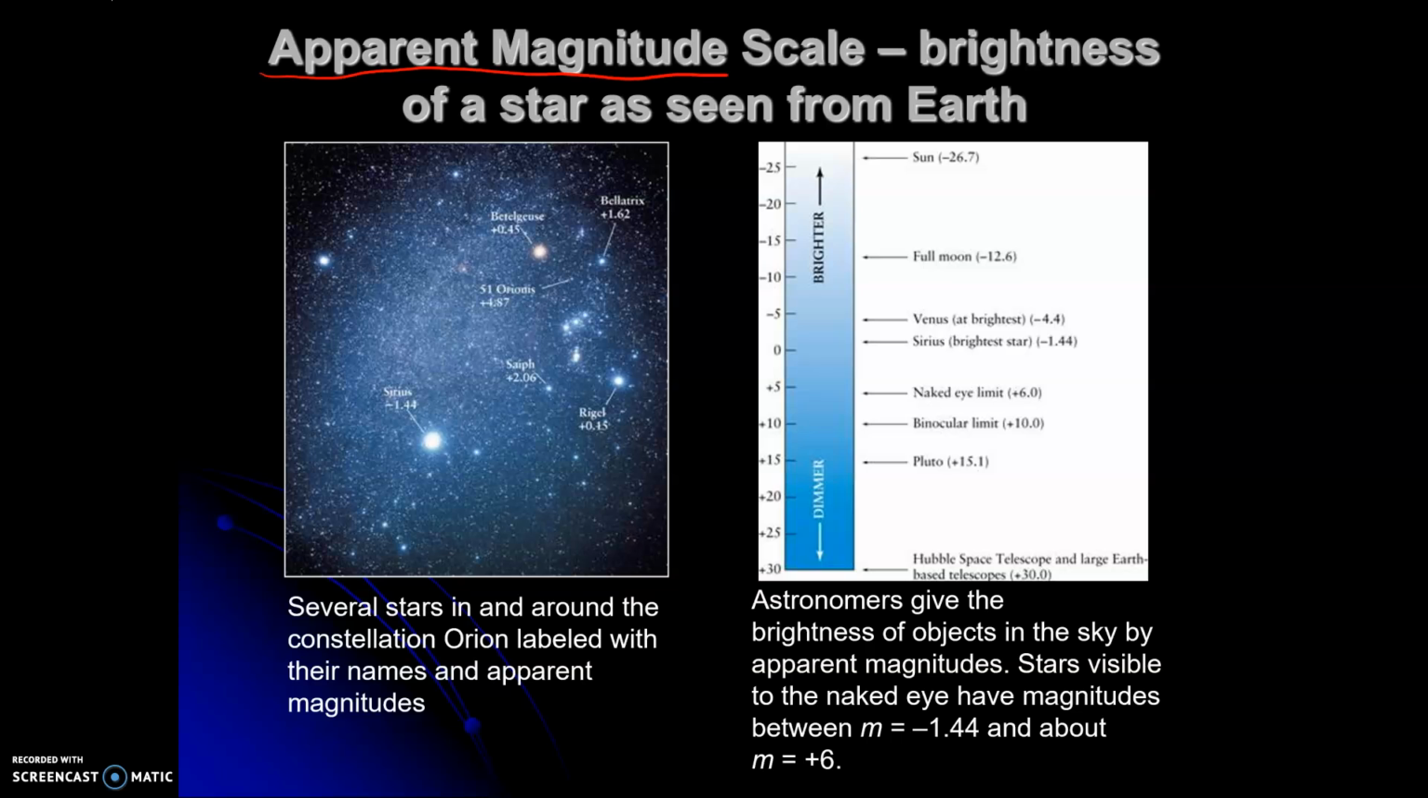Looking at some of the definitions here, we give brightness of objects in the sky by their apparent magnitudes because that's how they are visible to us. Stars visible with the naked eye have magnitudes between negative 1.44 and about plus 6. We can see some of these here. Our sun is obviously going to be the brightest star to us because it's the star that is heating our planet, and then we go down from there.